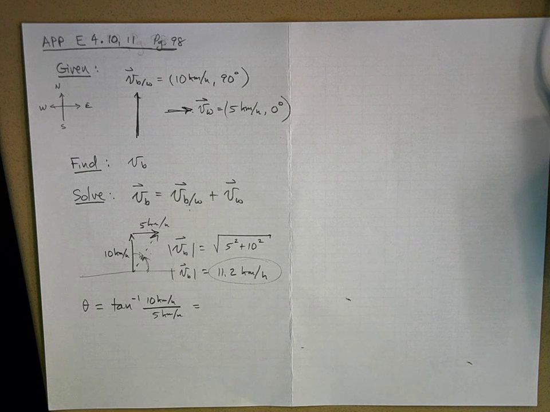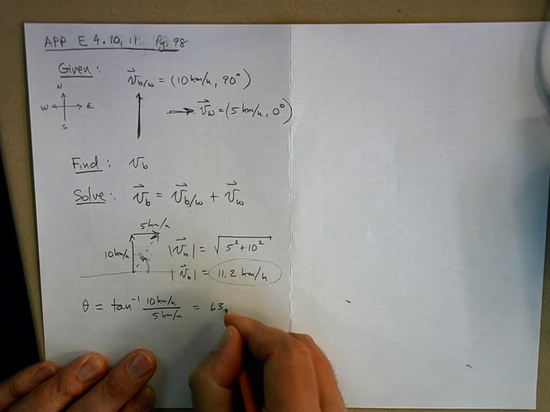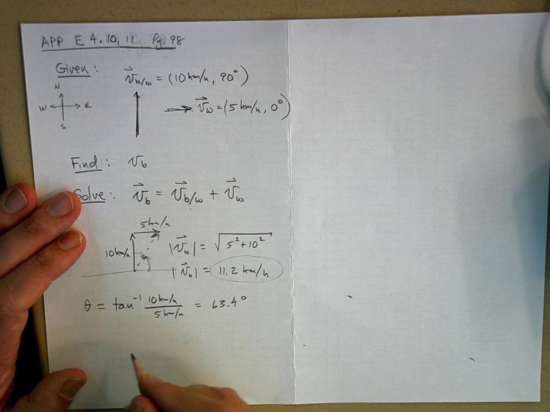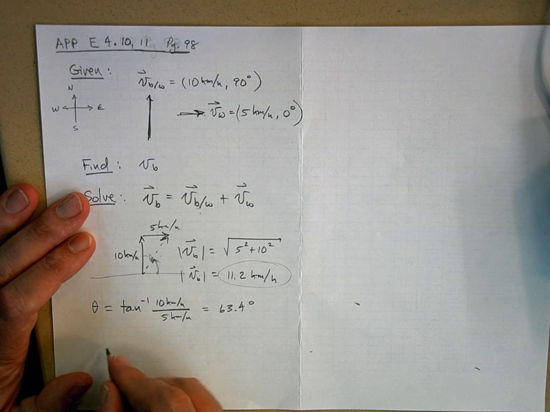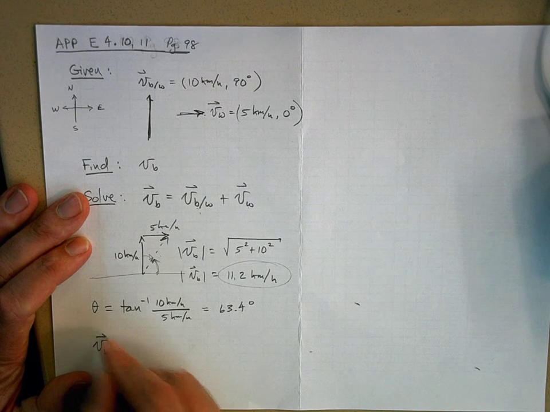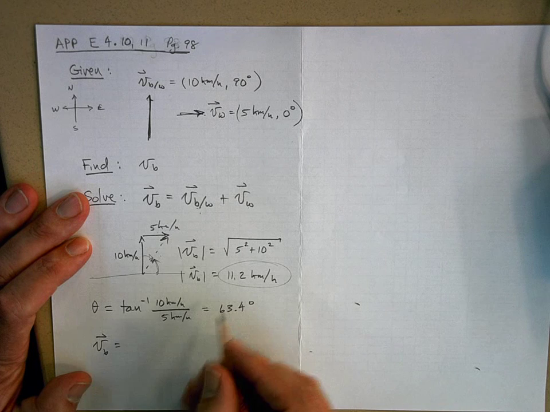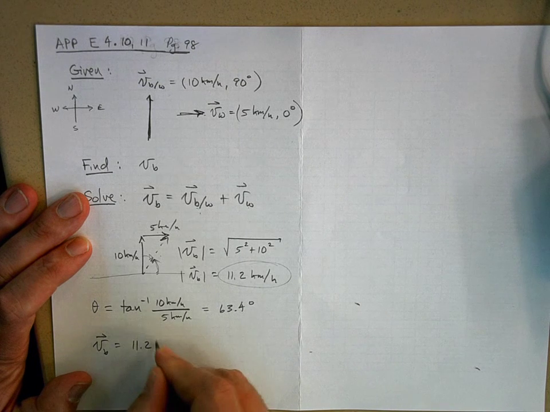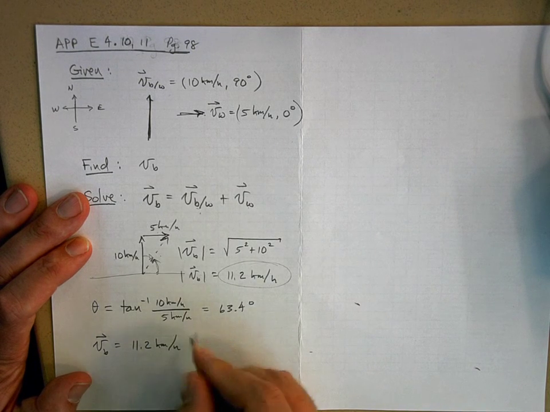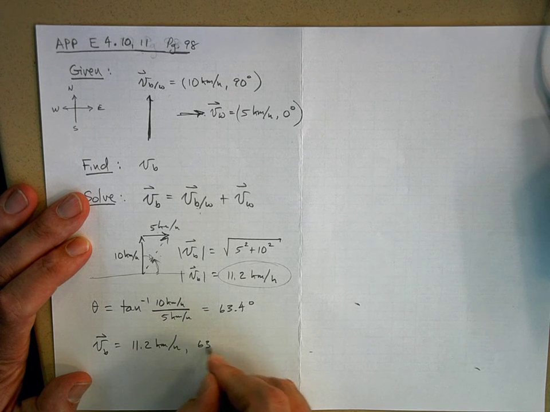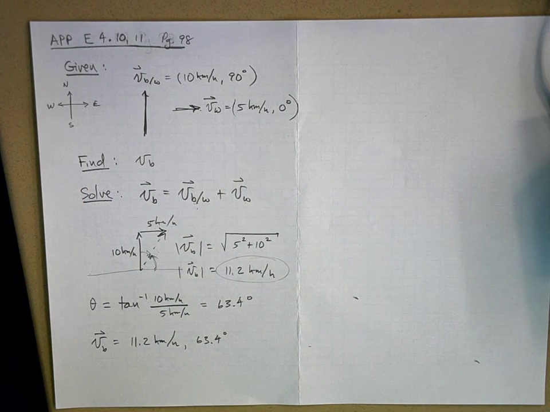And you get 63.4 degrees. So I could say that in polar coordinates, the velocity of the boat is equal to 11.2 kilometers per hour at an angle of 63.4 degrees. And if you want to put it in terms of north, south, east, west, I would say it's 63.4 degrees north of east.